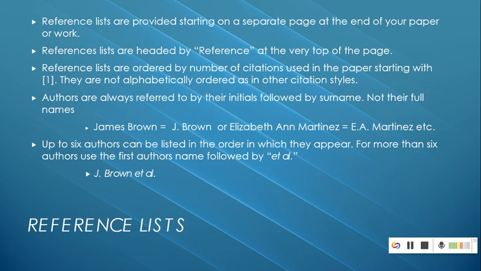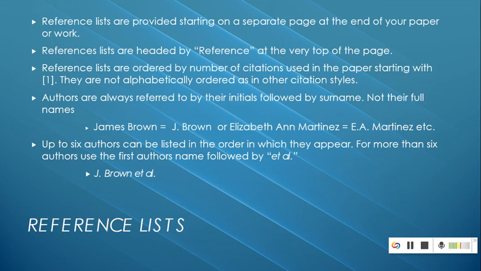So you wouldn't use anyone's full name. For example, if James Brown wrote a paper, on your reference list, you would use J. Brown. Or if someone named Elizabeth Ann Martinez wrote a paper, you would write E.A. Martinez, etc. So no full names.